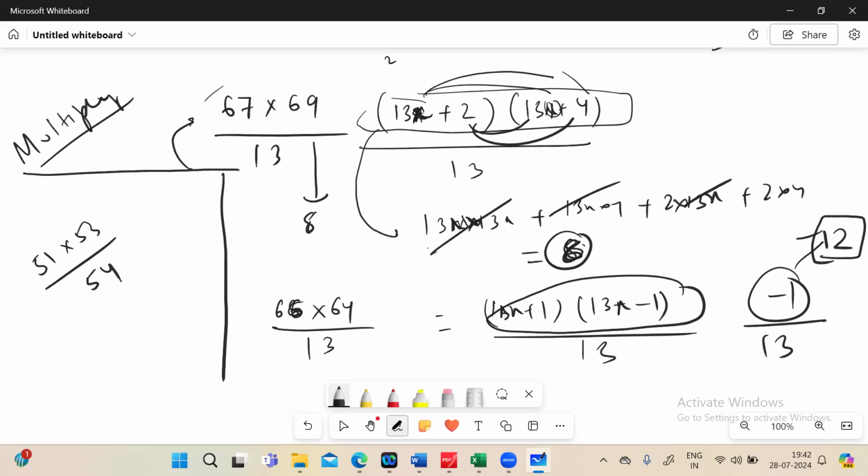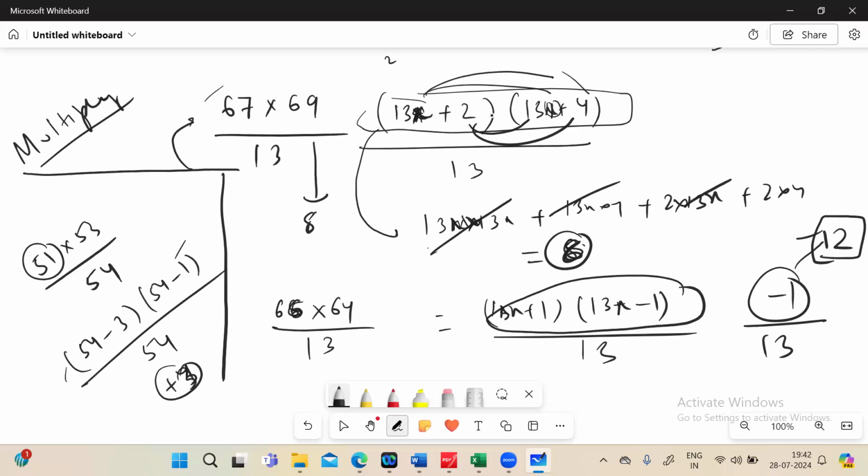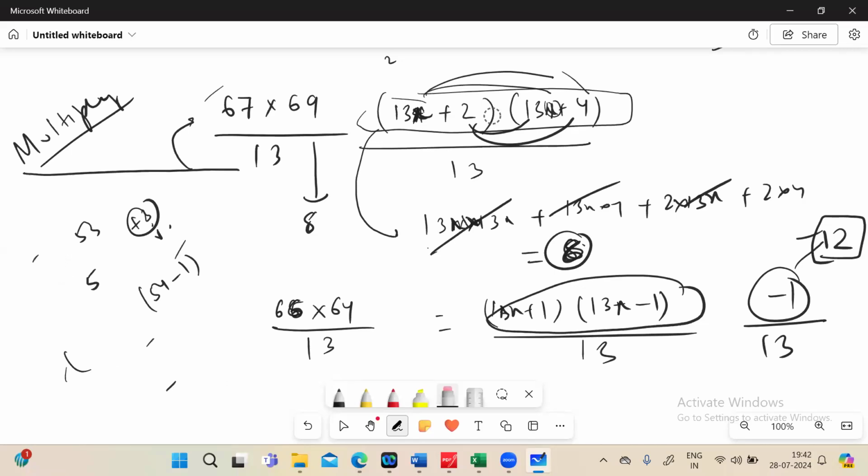51 into 53 divided by 54. So now you can just see here. The first term is 54 minus 3. The second term is 54 minus 1. And if you multiply all these terms, the only term which is free from 54 will be, in the last, plus 3, minus 3 into minus 1. So this plus 3 will be the remainder. Okay. Do you remember that? Yes.